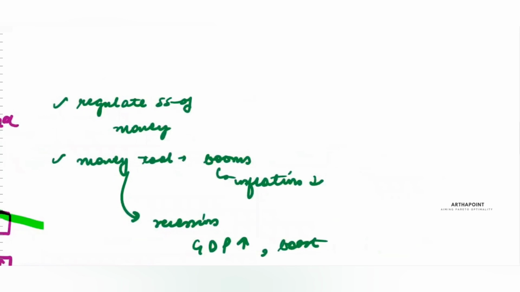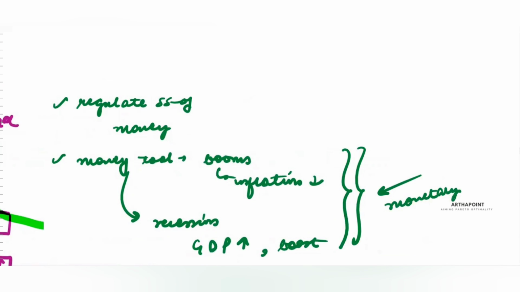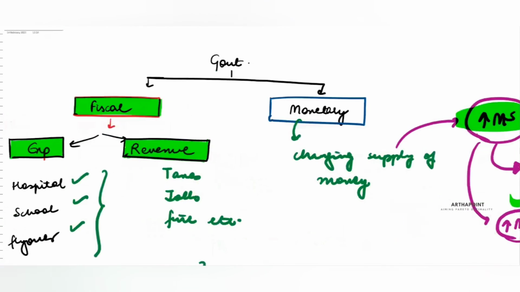So whenever I want to do these things, I can target them either through a monetary policy by changing the supply of money, or through a fiscal policy by changing government expenditure or taxes, right? So on a very, very, very upper level, this is the difference between a fiscal versus a monetary policy. Okay, thank you.